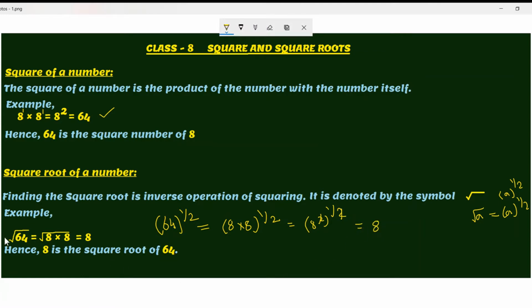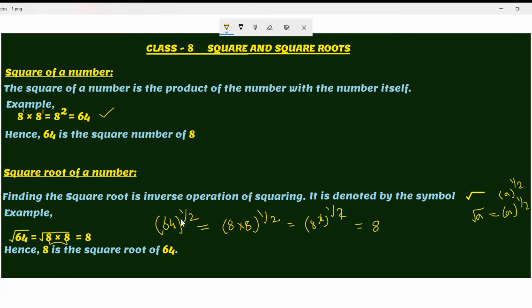So root 64 is equivalent to root of 8 into 8. We need to take out one 8. If you want to find the square root of the number, we need to take one 8 from these two 8s. This way, we will find the square root in the prime factorization method.